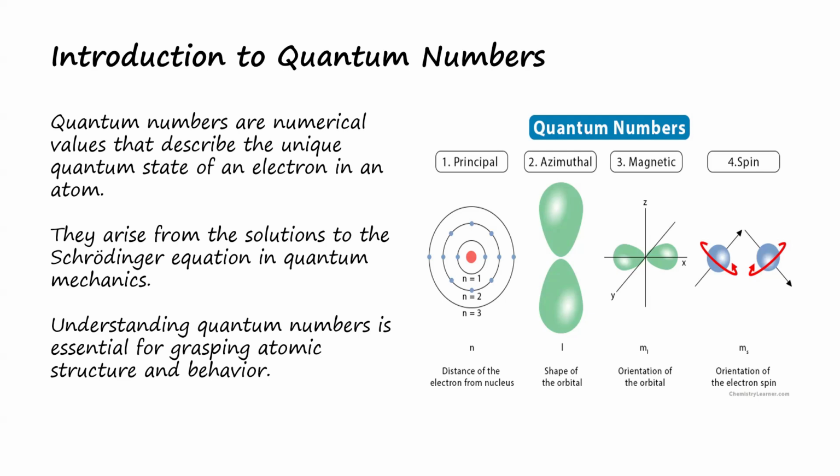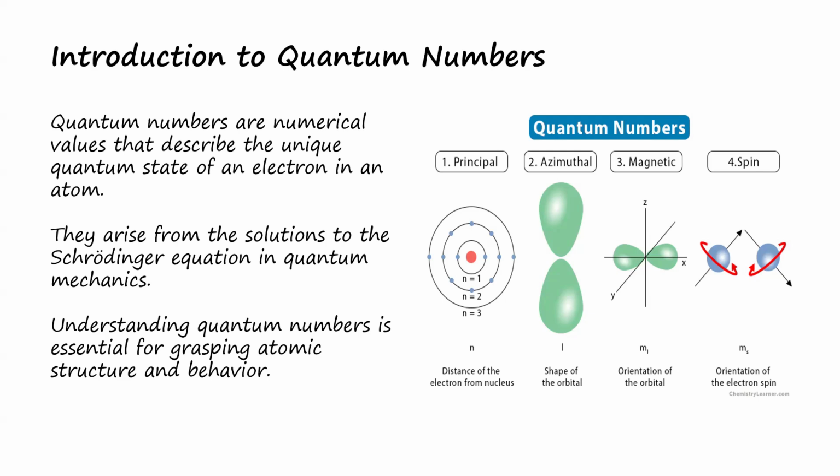These quantum numbers arise from the solutions to the Schrödinger equation in quantum mechanics. Understanding quantum numbers is essential for grasping atomic structure and behavior. If you have a good understanding of quantum numbers, it will give you an idea of what the atomic structure looks like and the behavior of the atom.